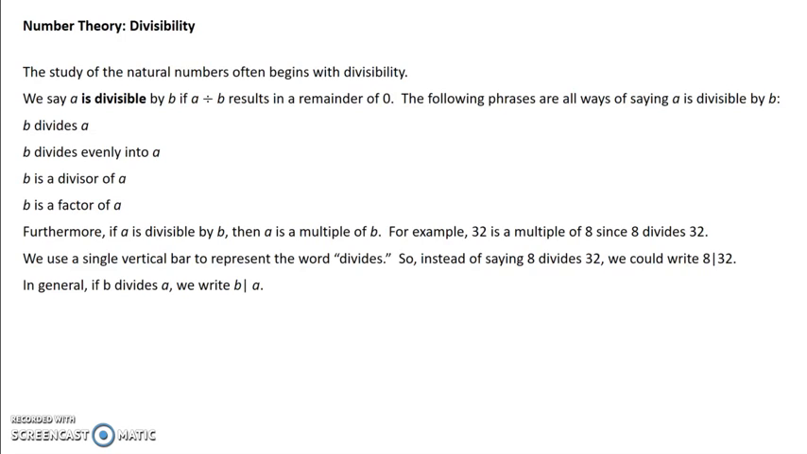For example, 32 is a multiple of 8, since 8 divides 32. We use a single vertical bar to represent the word divides. So instead of saying 8 divides 32, we could just write 8 vertical bar 32. In general, if B divides A, we write B vertical bar A. We read that as B divides A.